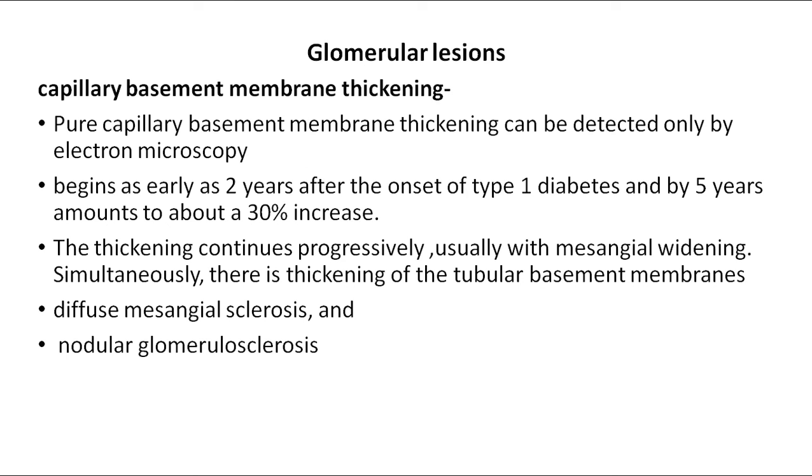It begins as early as 2 years after the onset of type 1 diabetes, and by 5 years it amounts to about a 30% increase. The thickening continues progressively. It usually leads to mesangial widening, so increased mesangial matrix deposition, and there is thickening of the tubular basement membrane. So diffuse mesangial sclerosis and thickening of the tubular basement membrane lead to nodular glomerulosclerosis.